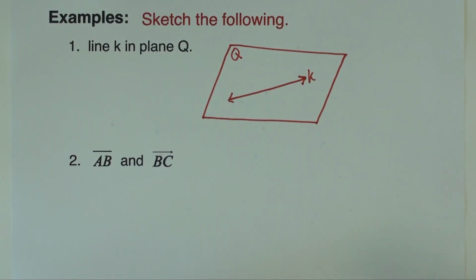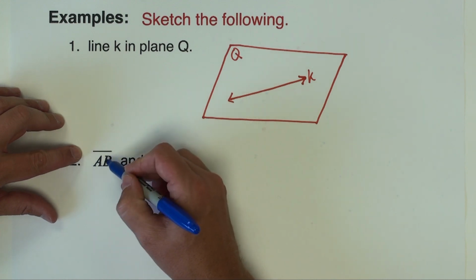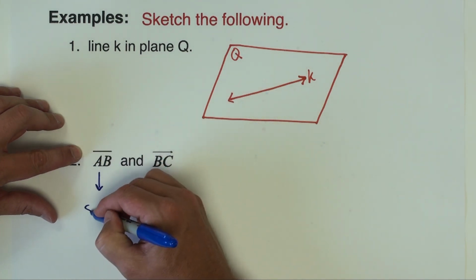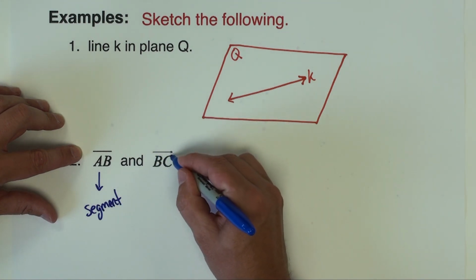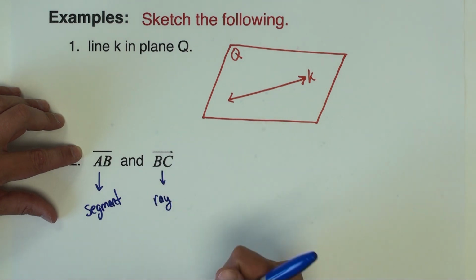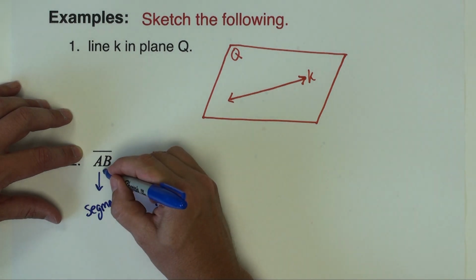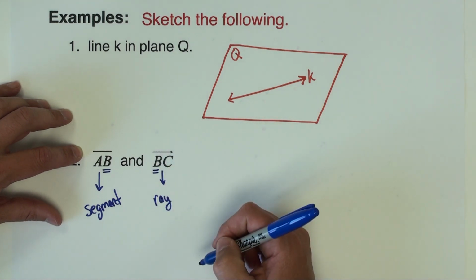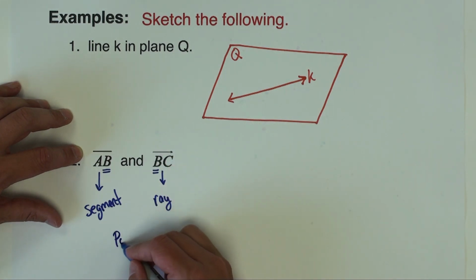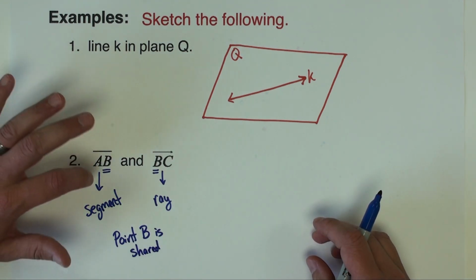Okay, the next one wants me to draw a segment. Okay, so notice you have to look very closely here. Notice what this looks like above the letters. Okay, so this is a segment AB, and ray, that's got an arrow on that end, ray BC. Okay. Also notice that in the naming, I've used the letter B or point B there, and I've also used point B here. So point B is shared between those two, segment and ray.